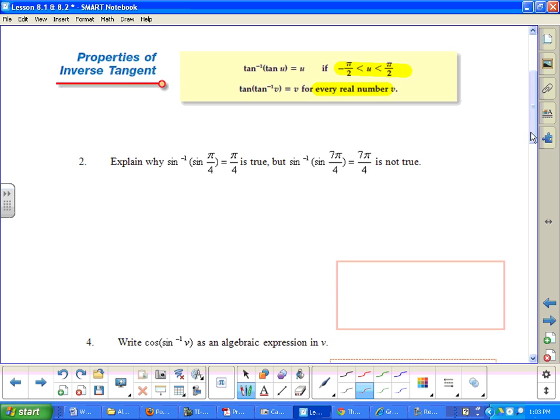So number 2, we want to explain why the inverse sine of sine of pi over 4 is pi over 4, but the inverse sine of sine of 7 pi over 4 is not 7 pi over 4.